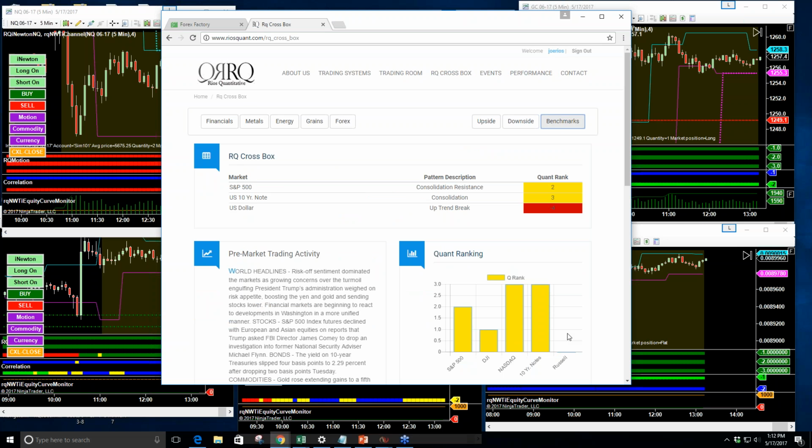The benchmarks is a good area to get the bird's eye view of rotation flows. So by looking at this, we know that the stocks, which had been bullish 2 or 3 days ago, they had been bullish for a week and a half, almost 2, went to neutral. The notes went from neutral to a 3, which is very close to bullish. And the dollar's been bearish for 2 or 3 days. So right there is giving you a picture of rotation flows.